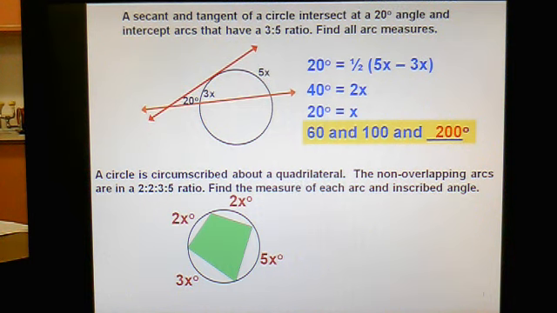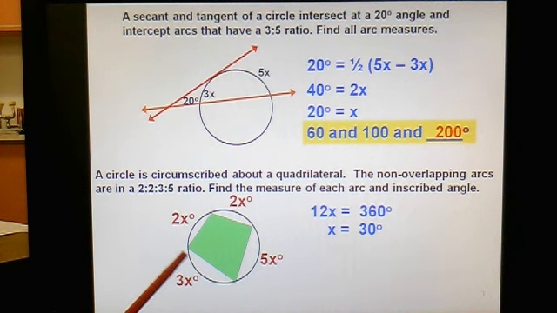Find the measure of each arc and each inscribed angle. That's a lot of answers, like 8 answers. Good luck. Have fun with that. You can easily add these up to 360 and figure out that x is equal to 30. And that'll allow you to find all the arcs. So 30 times 2 is 60, 30 times 2 is 60, 30 times 3 is 90, 30 times 5 is 150. Those should be pretty simple.